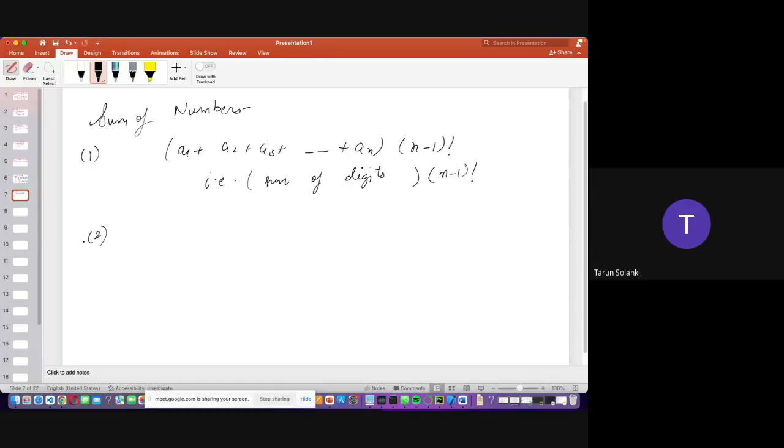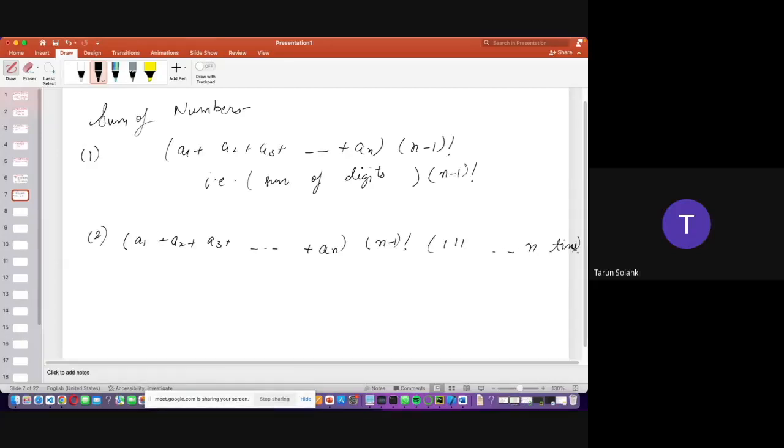Second is sum of the total numbers which can be formed with given n different things. So that you can write a1 plus a2 plus a3 up to an times n minus 1 factorial, and that is 111 up to n times.